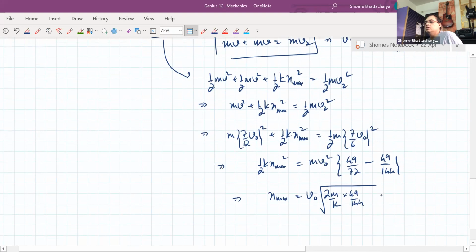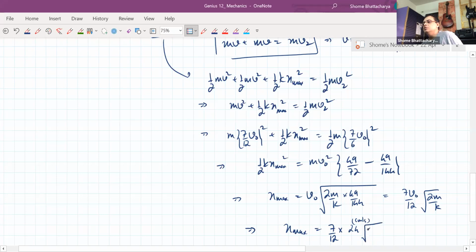Hoping this is correct. So this should be 7 V naught by 12 into square root of 2m by k. Now I'll substitute the values. After substituting, I might get something a little awkward, but okay. I'll substitute V naught in centimeters per second so that I get X maximum in centimeters.